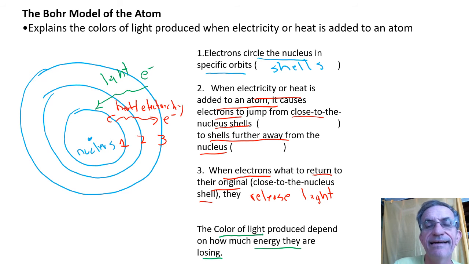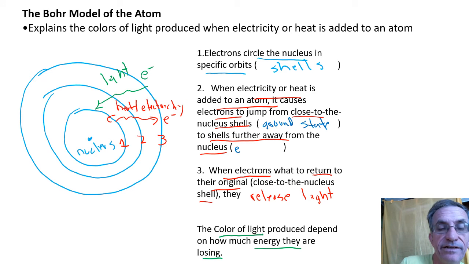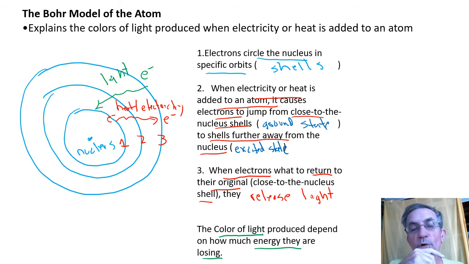When electricity or heat is added to an atom, it causes electrons to jump from a close to the nucleus shell. A close to the nucleus shell, that's called a ground state. So a shell that's close to the nucleus is called a ground state. The electron will move to a shell further away from the nucleus. A shell further away from the nucleus, that's called an excited state. All right, one more term.